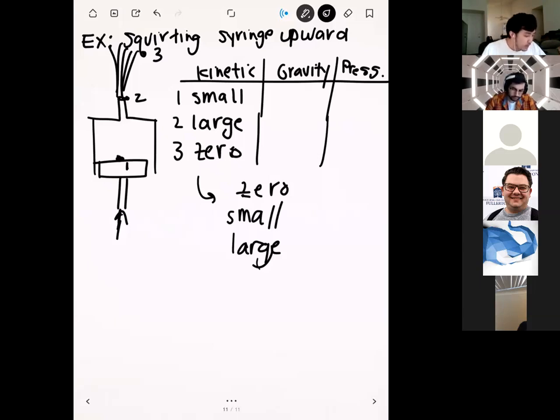So now let's talk about the gravity forces. The gravity forces are directly proportional to height, so we can just compare the heights of the different points. Point number one is the lowest point in our syringe, so this is going to be 0. You can think of it almost like potential energy, so it has 0 potential energy there. At point number 2, it's midway up, so it's going to have a small amount of gravity energy. At the top, it's at its peak, so it's going to be large up here.